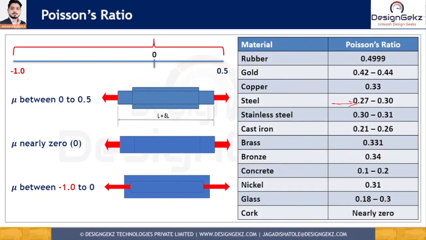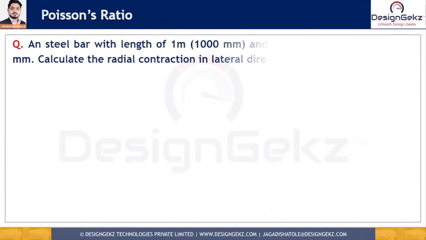Here are some materials' Poisson's ratio values. For rubber it is 0.49, for steel it is 0.27 to 0.30 depending on the grades of the steel. Then for brass it is 0.331, for bronze it is 0.34, for a concrete material which is a brittle one, that is 0.1 to 0.2, for glass it is 0.18 to 0.3, and for the cork material it is nearly 0.